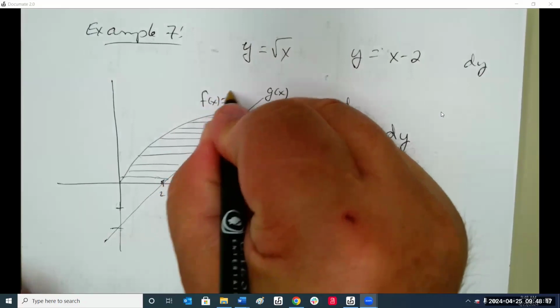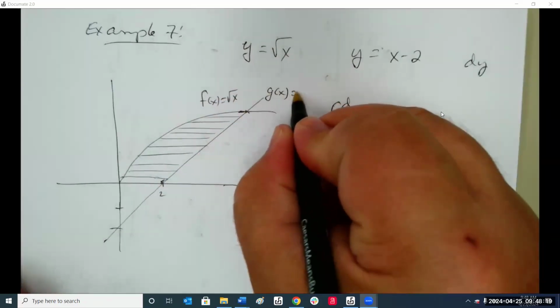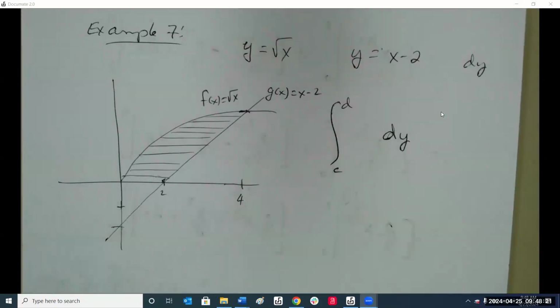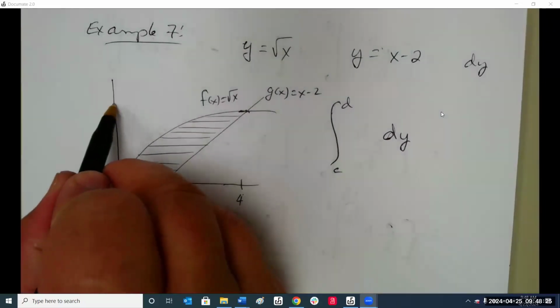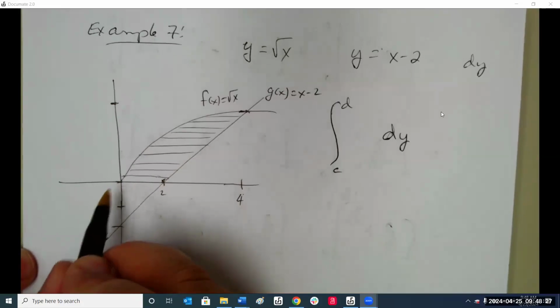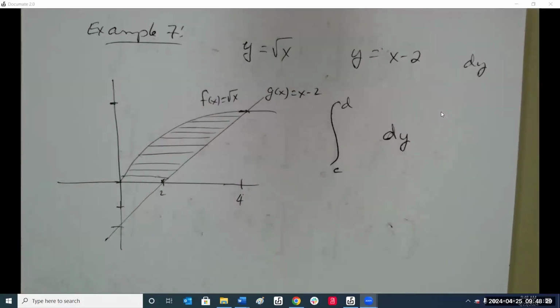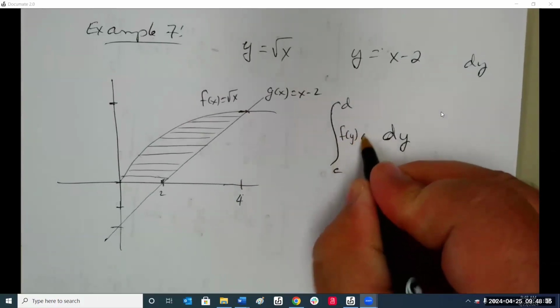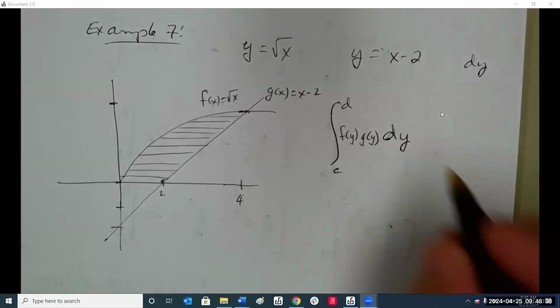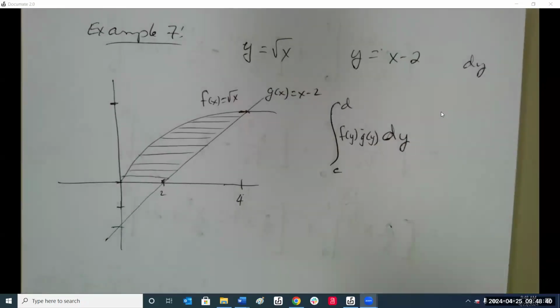Because this one is square root of x, this one is x minus 2. Yeah, this part's easy. Now we've got to figure out how to convert them to the y variables. So now we're going to do f of y, g of y, or whatever that relationship is. Because what changes now?